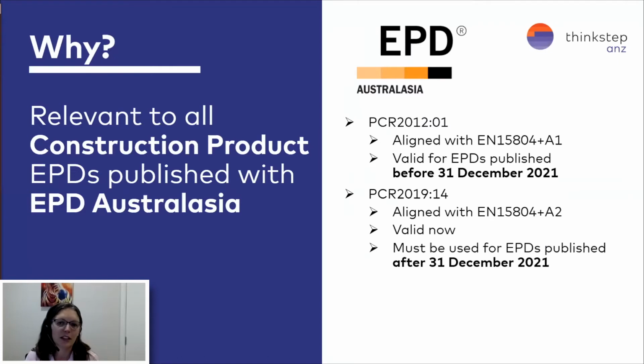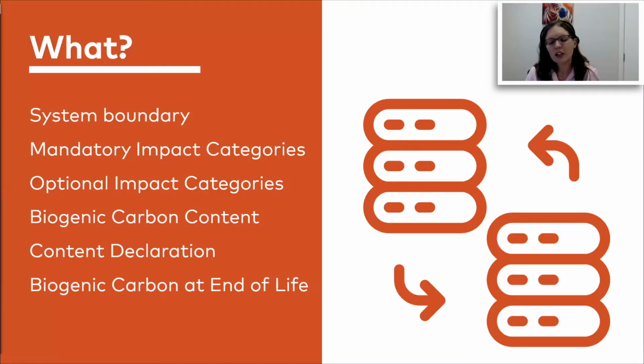Well, most EPDs in Australasia are published under EPD Australasia, which is partnered with the International EPD system based in Europe. The International EPD system aligns with EN15804 for all building and construction product EPDs, and they've published product category rules, that's PCRs, for construction products that align with the new standard. The new PCR is available now, and it must be used for all EPDs published after the 31st of December this year.